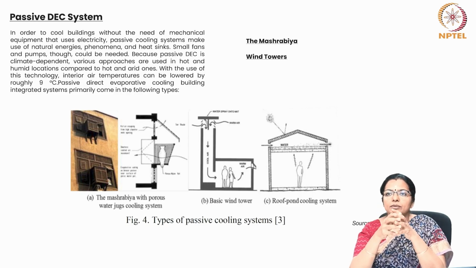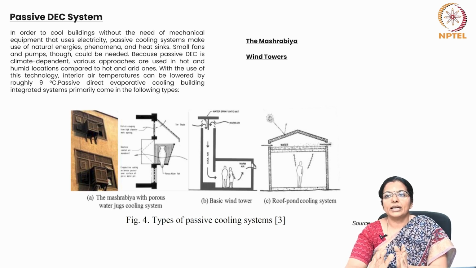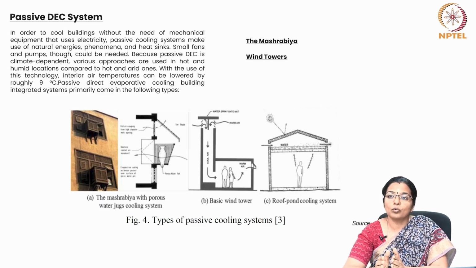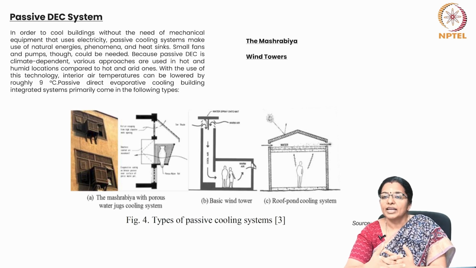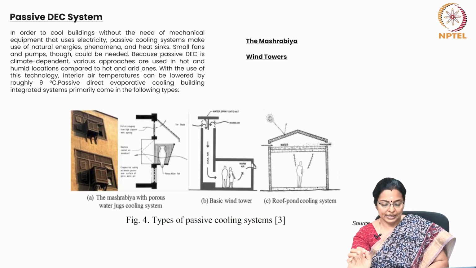Small fans and pumps, though, could be needed, but they are not mandatory, and passive systems work even without them, because these are climate dependent. So, various approaches are used in hot and humid locations compared to hot and arid ones. With these techniques, interior air temperature can be lowered by even up to 9 degrees centigrade. So, passive direct evaporative cooling systems are primarily integrated systems, and they come in the following types.